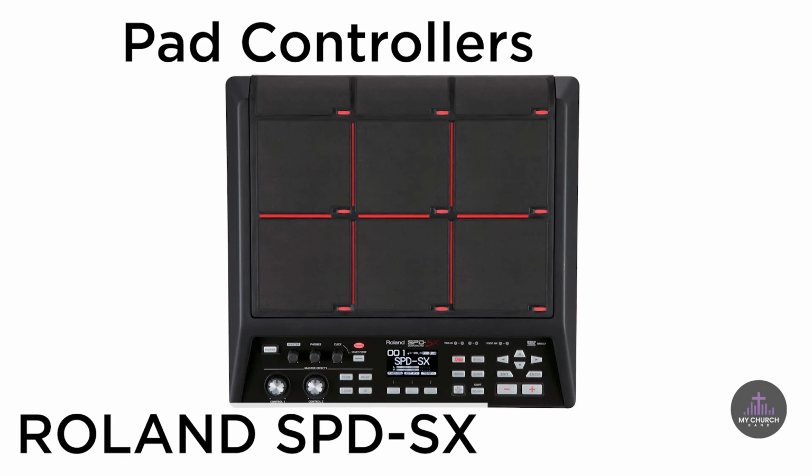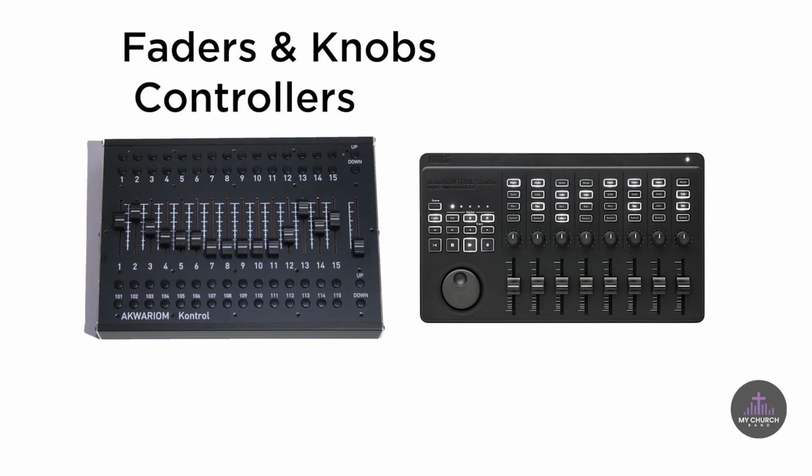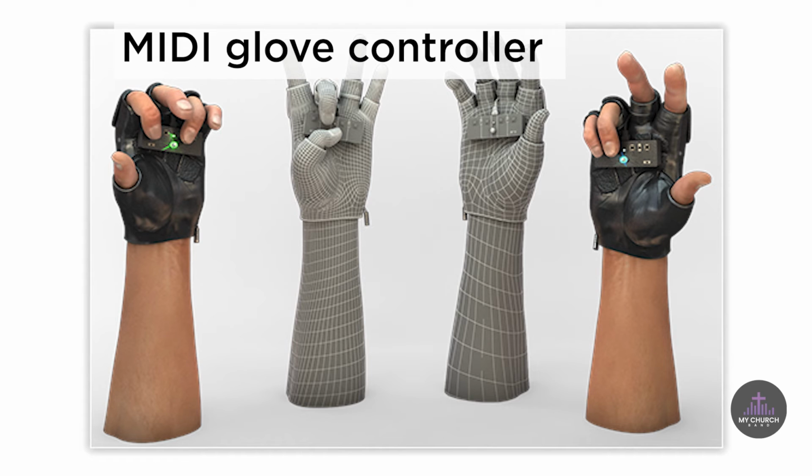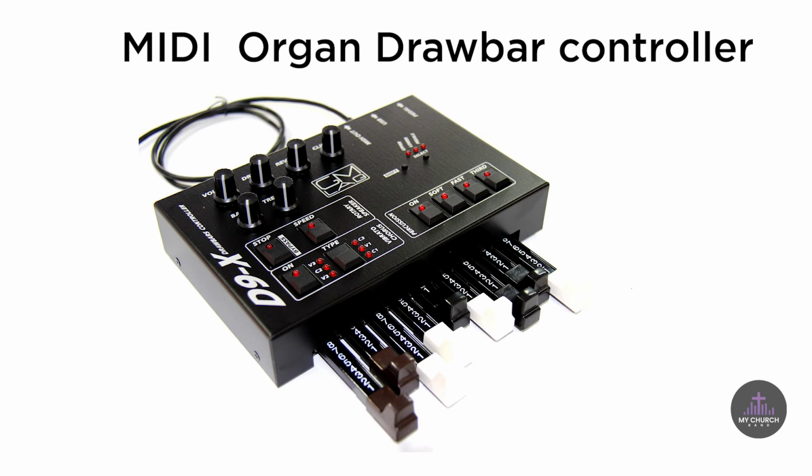You also have drum pads. Roland makes drum pads for you to input MIDI information into a computer. You also have faders and sliders that are also MIDI enabled that can also send MIDI data to a computer. You have motion controllers. I've seen them on keyboards where you could actually send data if you interrupt like a stream of light or some type of motion that you would make that would send a MIDI signal to a computer. You also have MIDI drawbars that are modeled after the famous Hammond B3.